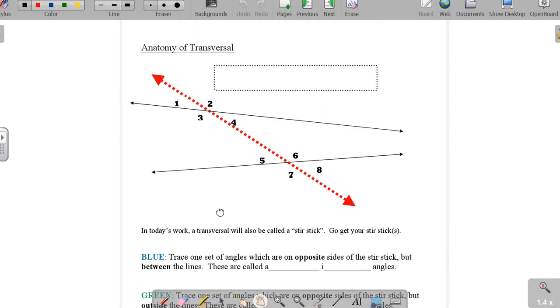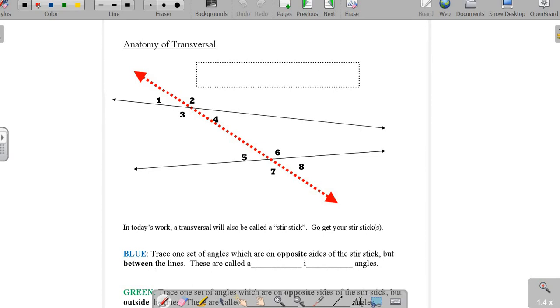We're going to be talking about a transversal. A transversal is simply one line that cuts across two or more other lines. That long physical object I asked you to have, if we were in class, we'd be using stir sticks, but you're going to have to provide that yourself. That is going to be a physical model of a transversal.